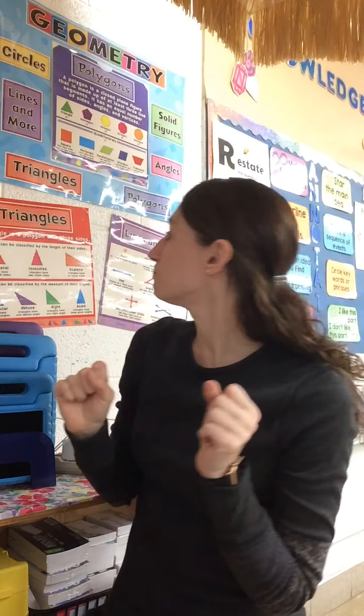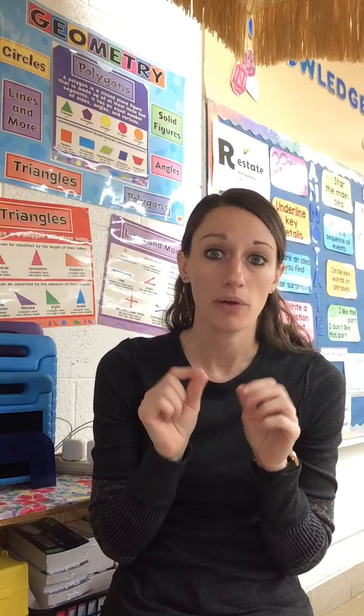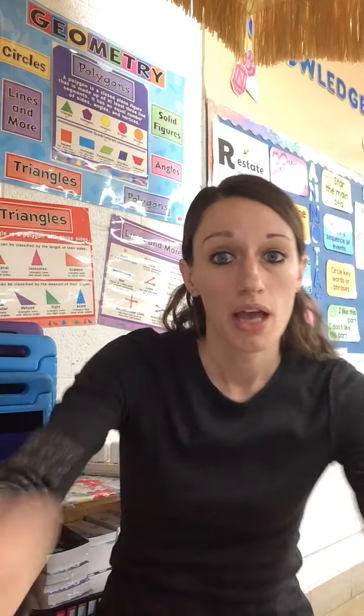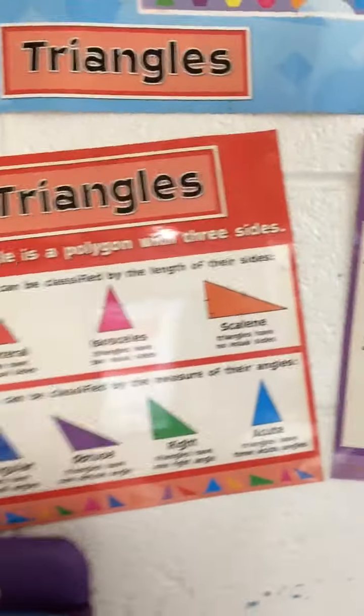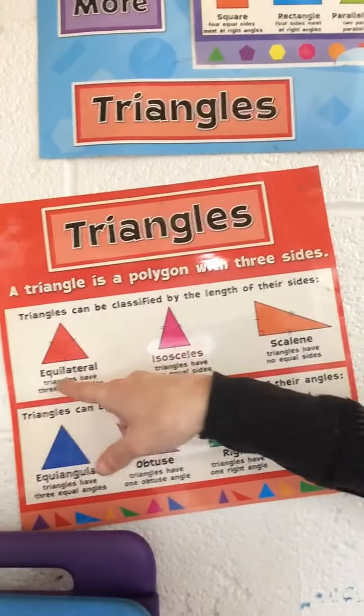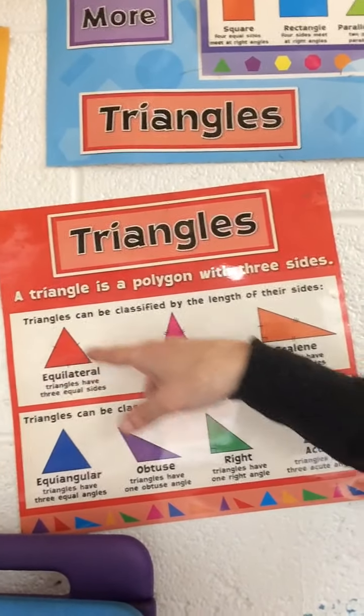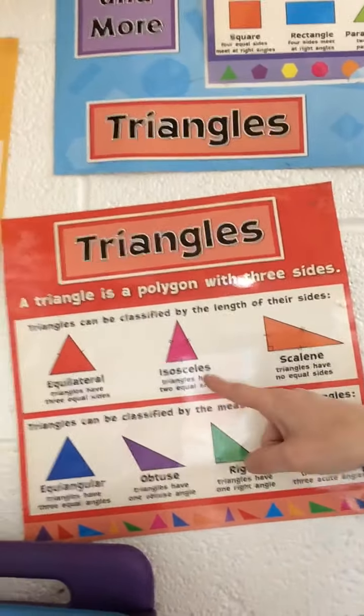Okay, so you will also be talking this week about different types of triangles. So let me move to this poster. Triangles are classified by the lengths of their sides. So an equilateral triangle is equal, hence the word equilateral. That means all sides are equal.